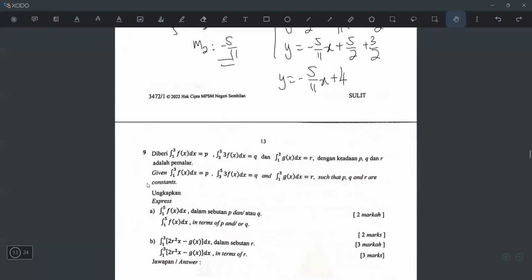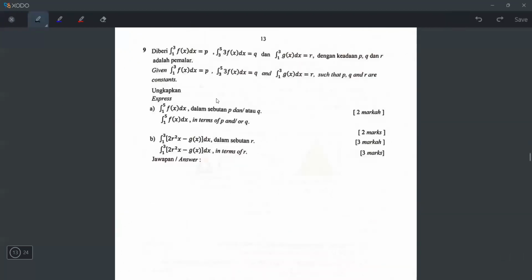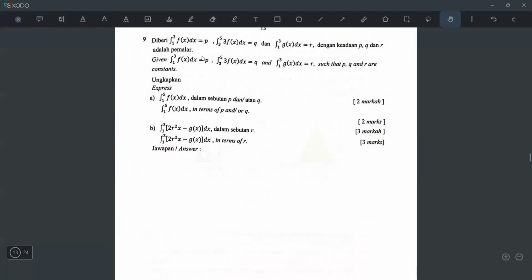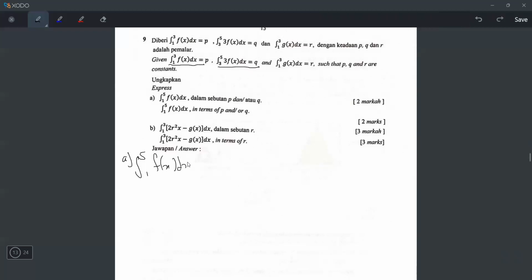Let's continue. Question number 9. So this is obviously integration. You look at this, you know it's integration already. So let's see. Given that integrate blah blah blah equals to p, integrate 5 to 3 f(x) dx equals to q. Oh, by the way, the 3 can put in front one. Okay, and then integrate 3 to 1 g(x) dx is r, such that p, q, r are constants. Express, question A wants to find what? Integrate 5 to 1 f(x) dx in terms of p, q.